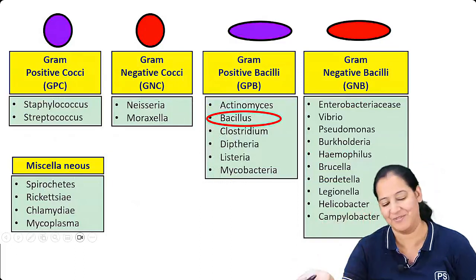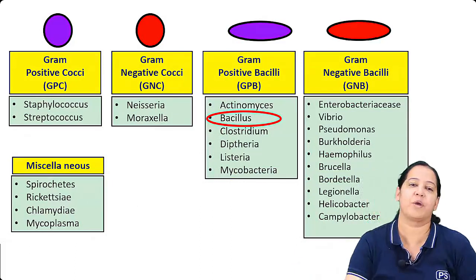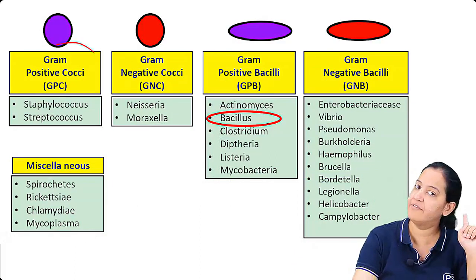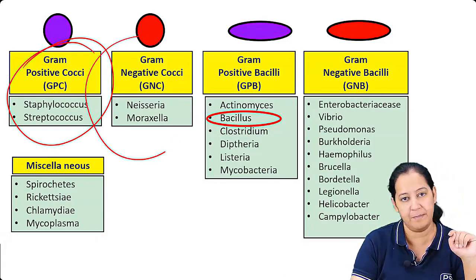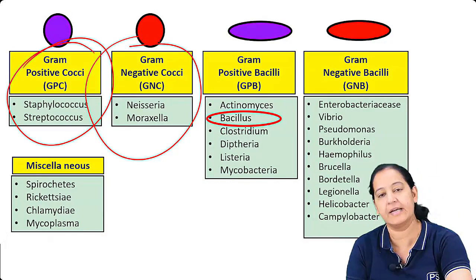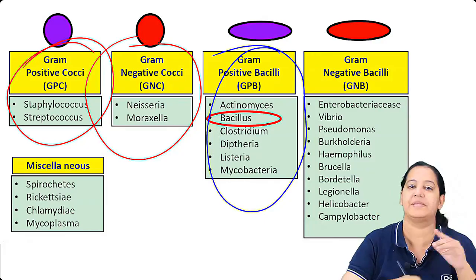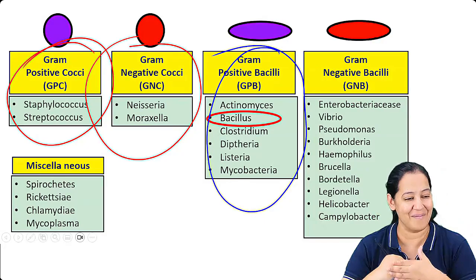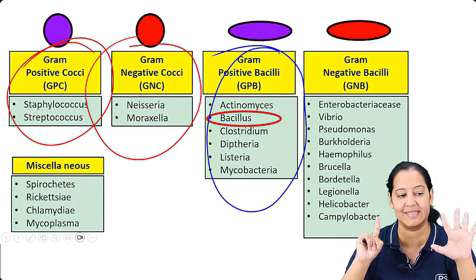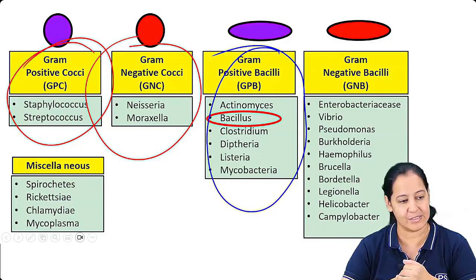Anyways, चलो let's move ahead. ठीक है, चलो let's come on the next topic. We are done with gram positive cocci, we are done with gram negative cocci, and now I'm starting the third category, that is gram positive bacilli. We have to study six bacteria here. How many bacteria? 6. One by one we will study.